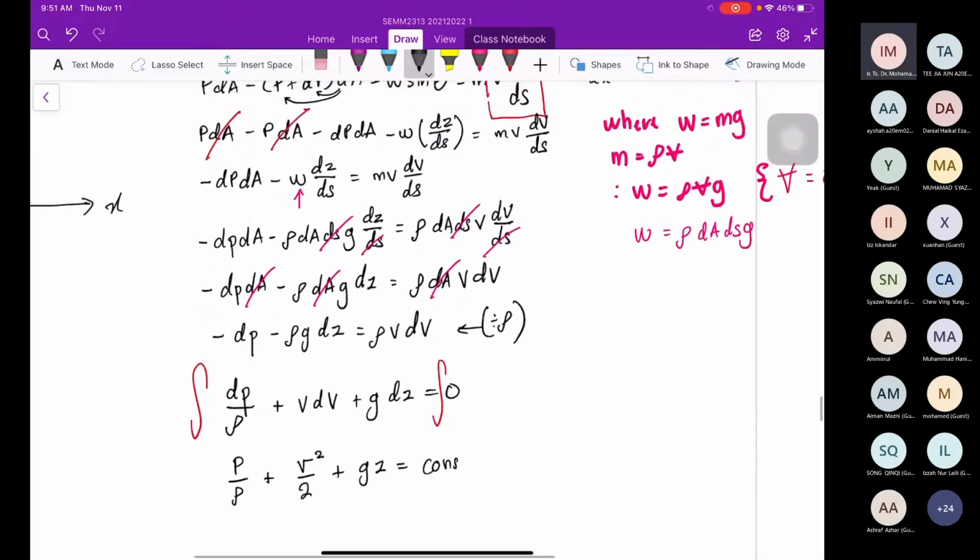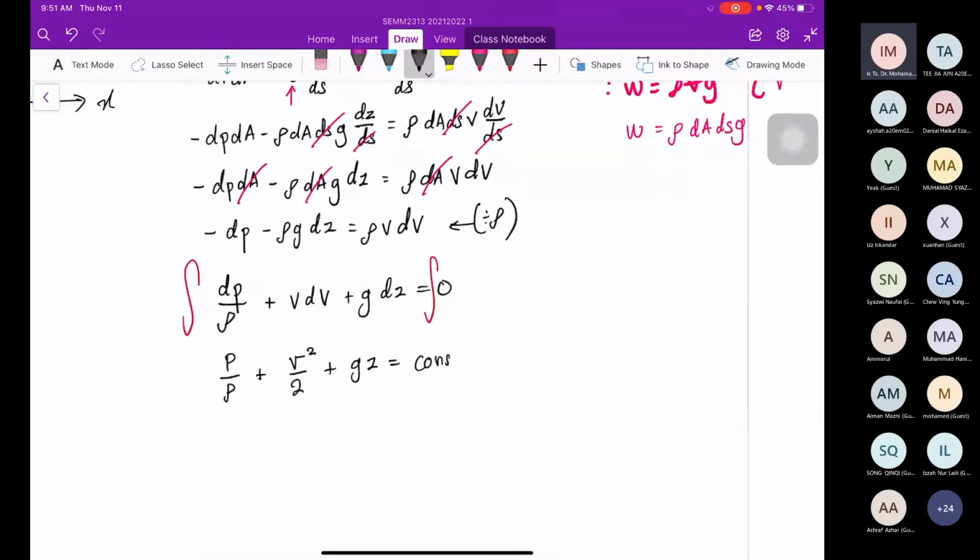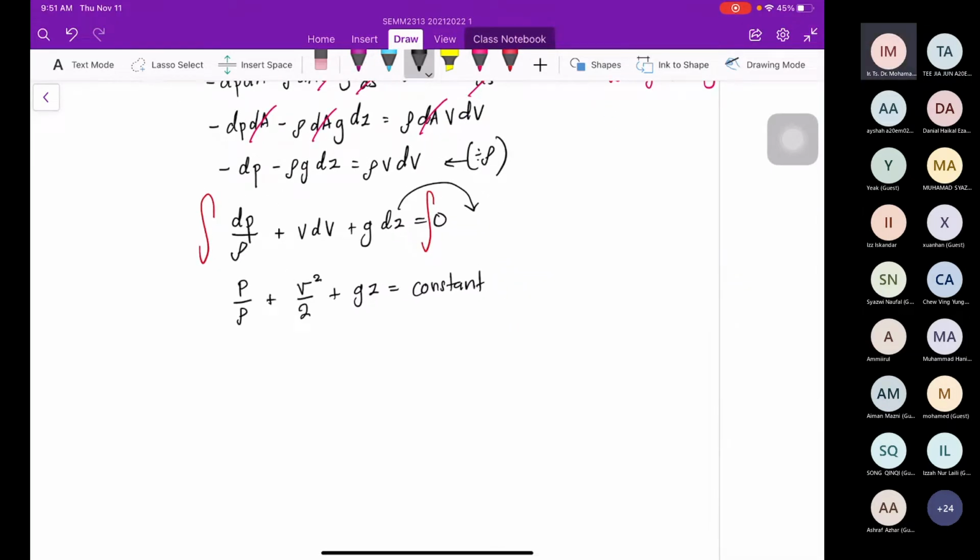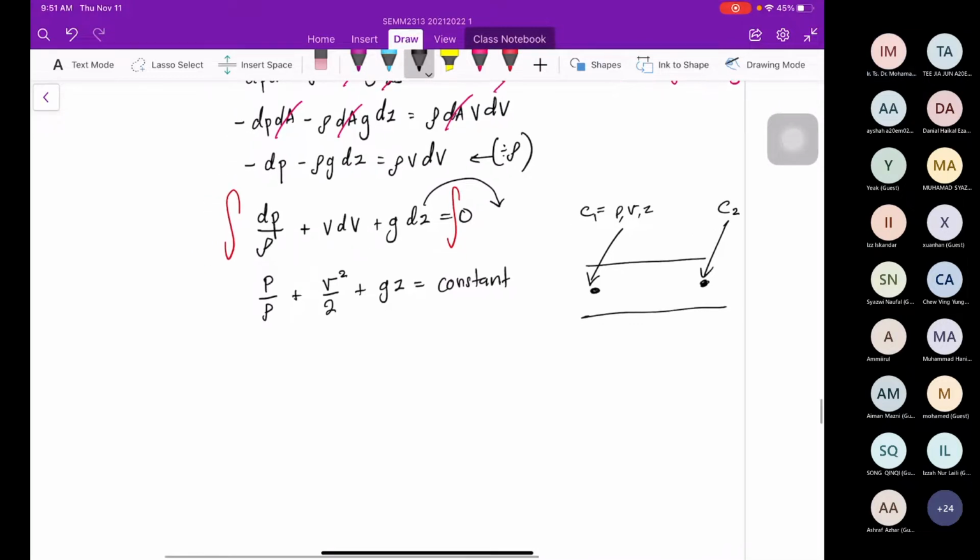Okay. Why equal to constant? Because if you do all the integration, it will have a constant. So the constant you move to the other side, it is constant. That means after you integrate, you will have a constant along the streamline. So, for example, this is the flow. This property, pressure, velocity, and Z, is the same as this property. Let's say this constant one is the same as this constant two.